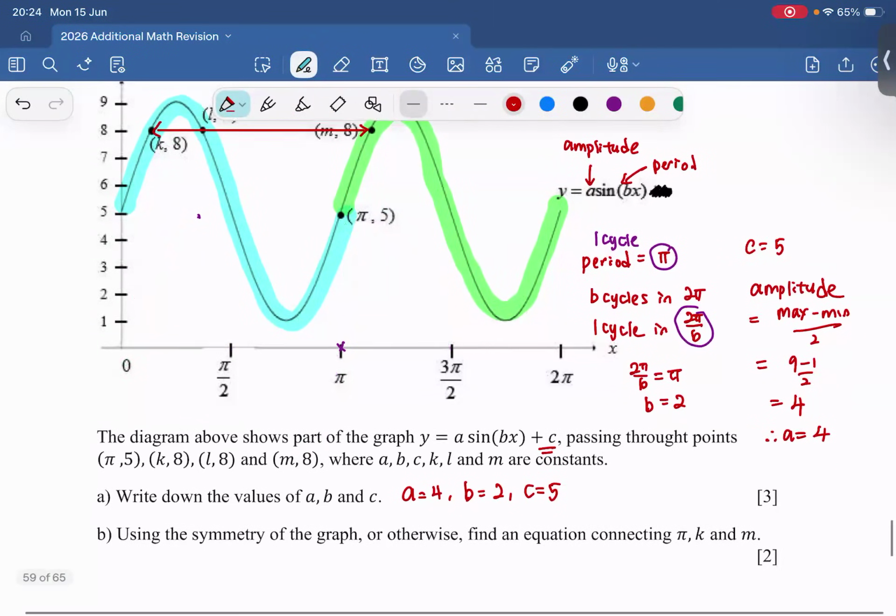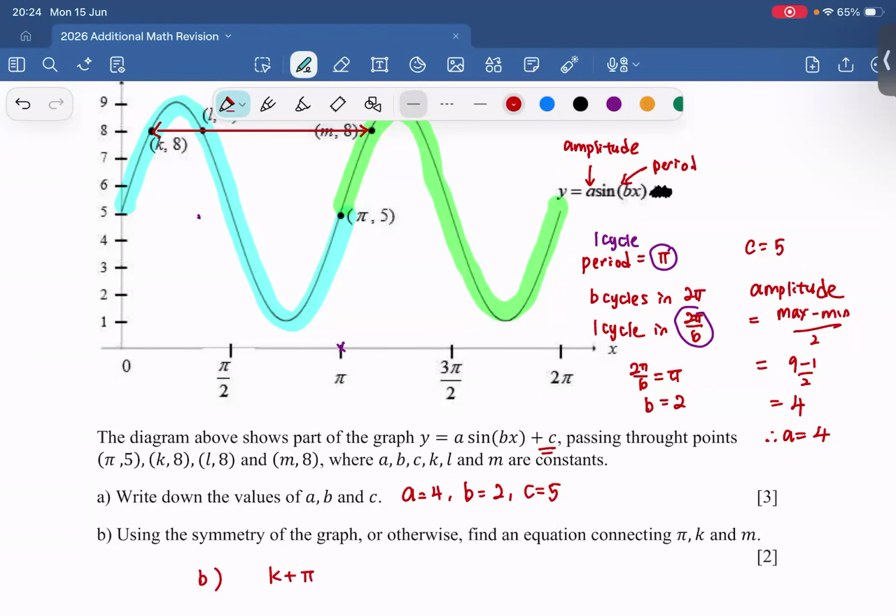Quite clearly we will know that actually k plus pi equals m. Why do I add pi? This is our period, this is our one cycle in the question. So this is the first thing that I know. That's it, find an equation connecting pi, k, and m. Done, because that is your one cycle. So one cycle is pi.